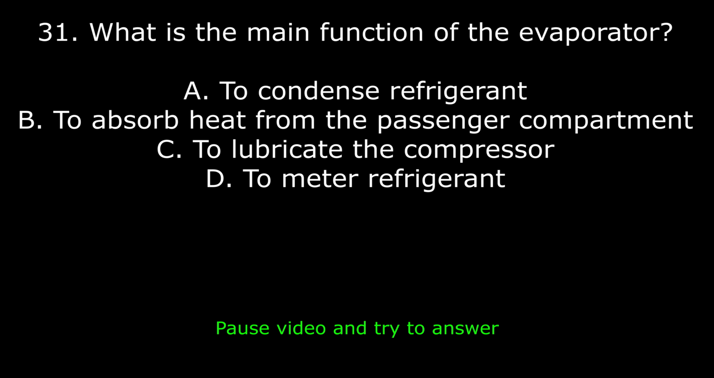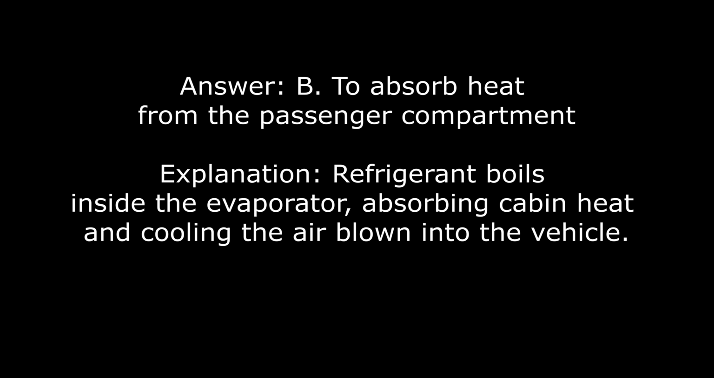31. What is the main function of the evaporator? A. To condense refrigerant. B. To absorb heat from the passenger compartment. C. To lubricate the compressor. D. To meter refrigerant. Answer B. To absorb heat from the passenger compartment. Explanation. Refrigerant boils inside the evaporator, absorbing cabin heat and cooling the air blown into the vehicle.